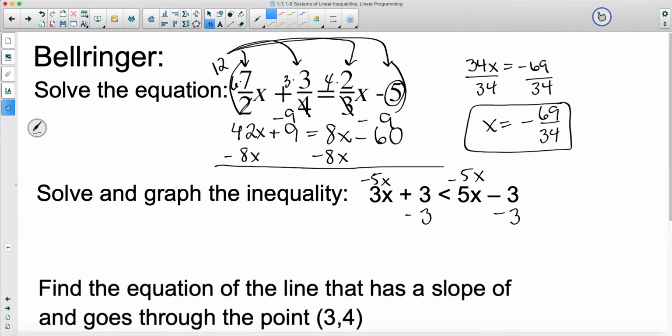Okay, so moving the x's to the left, we're going to have a negative 2x on the left, and moving the numbers or the constants to the right. Subtract that 3, we're going to have negative 2x is less than 9. Divide both sides by negative 2, which is going to flip our inequality around. So either way, we're just going to have to flip that inequality. But remember, you always read it from the variable. So x is greater than negative 9 over 2.